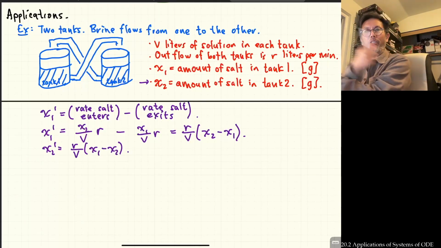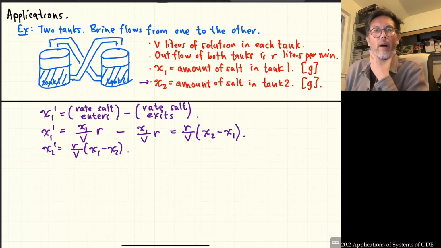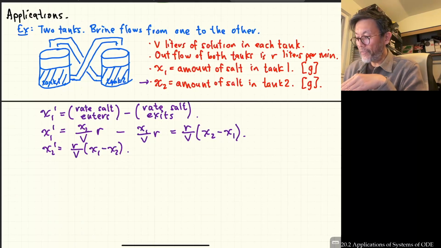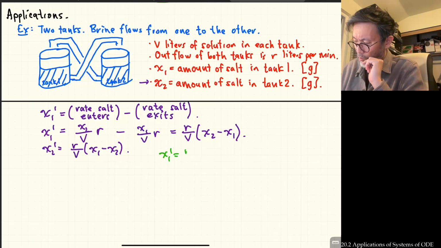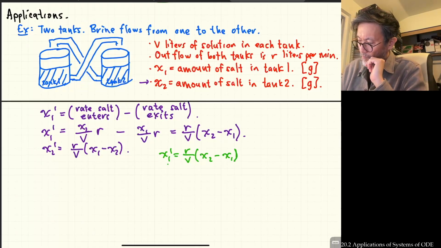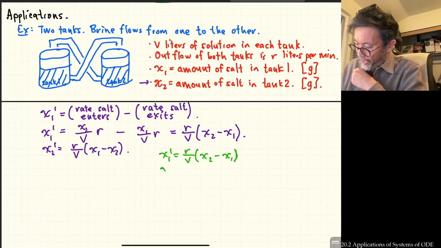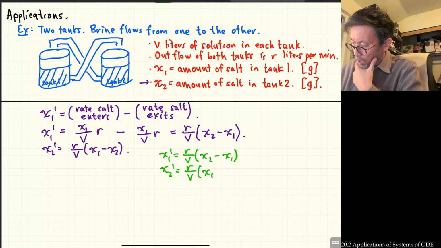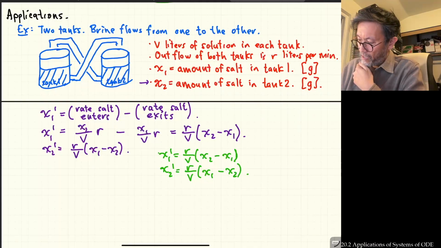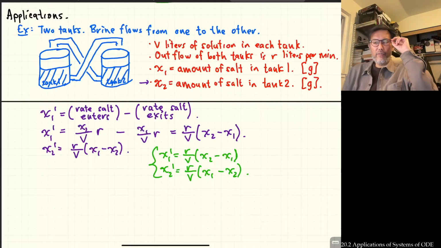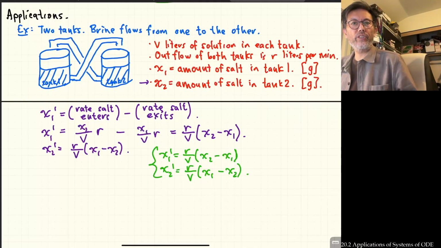It's a totally symmetric situation, so you can just swap out the subscripts. And so what this gives us is this pair of equations. I'll write them down again here, just to organize it for ourselves. x1 prime is R over V times x2 minus x1, and x2 prime is equal to R over V times x1 minus x2. And here is our system of differential equations, the first order system.